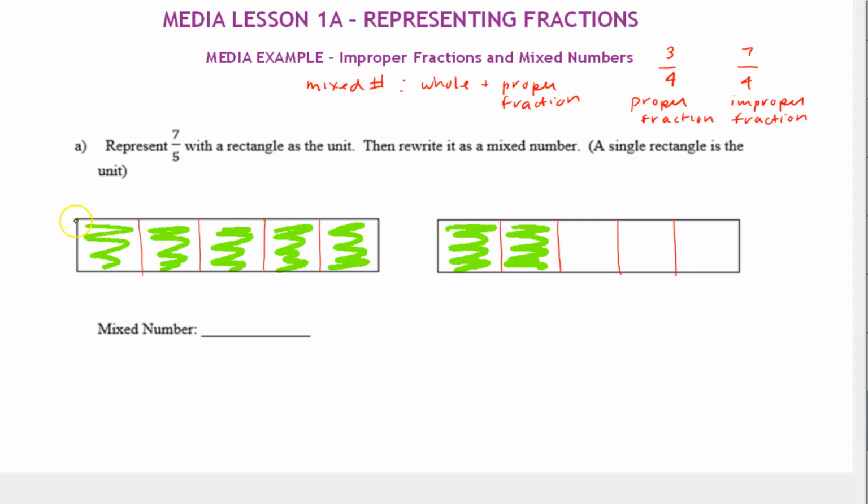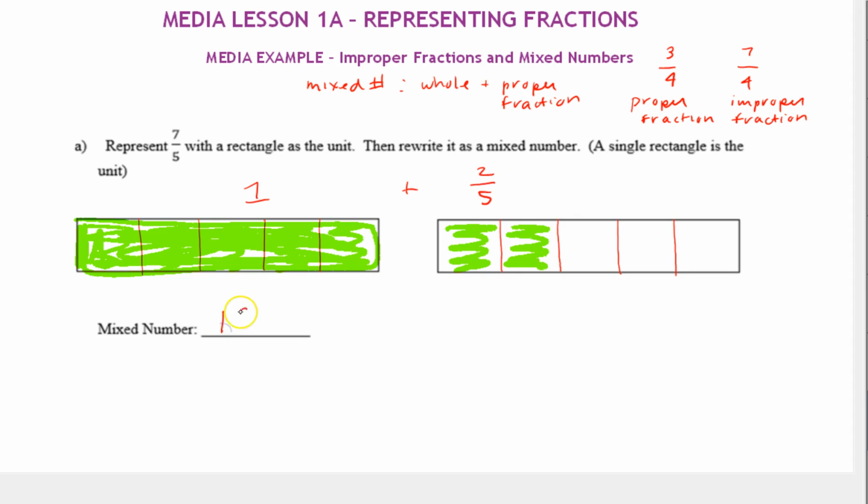Okay. Now notice this entire rectangle is shaded, and since this represents a unit, this is 1, and we can think of this as 1 whole plus, now what part of this unit is shaded? Well, 2 copies of 1/5 or 2/5. So as a mixed number, we write this 1 and then the 2/5, and we say this as 1 and 2/5.